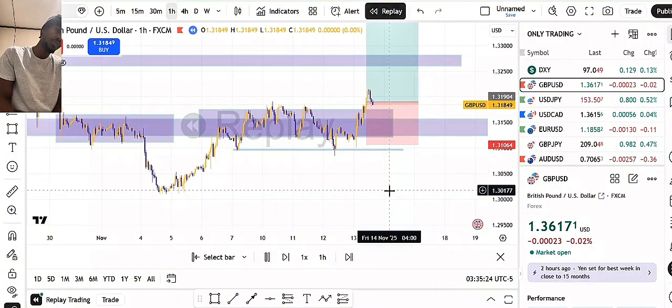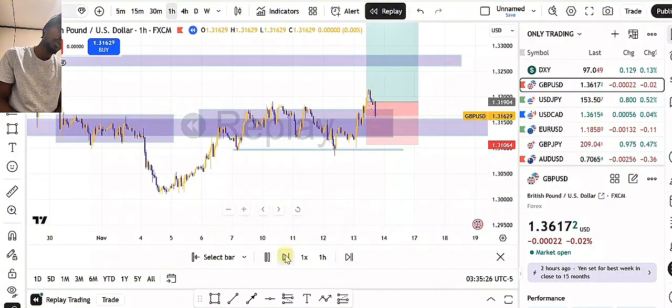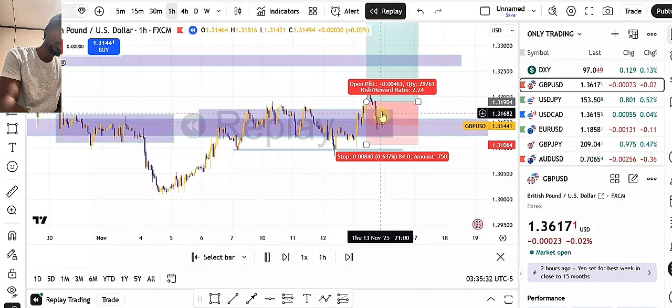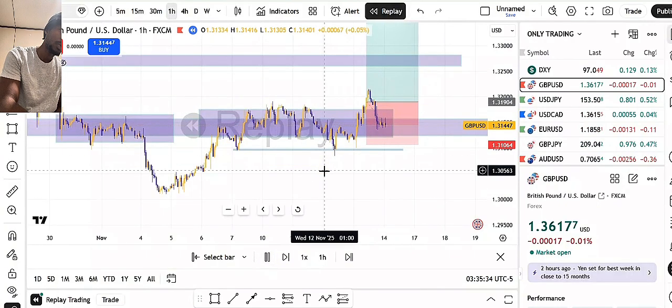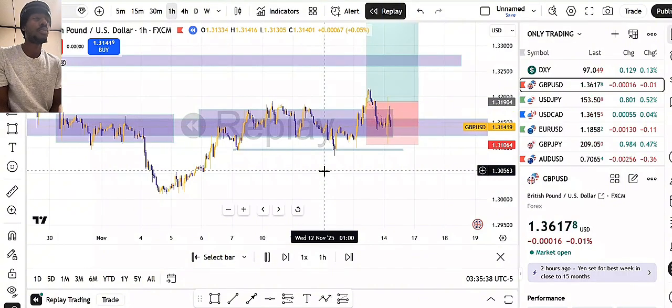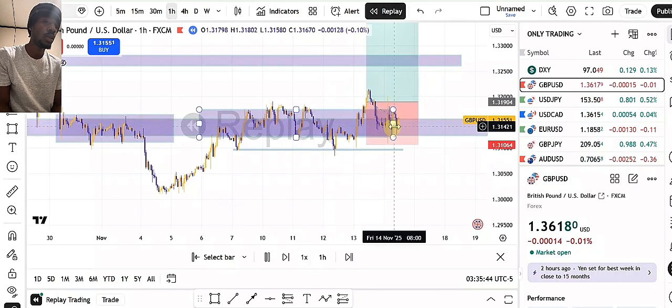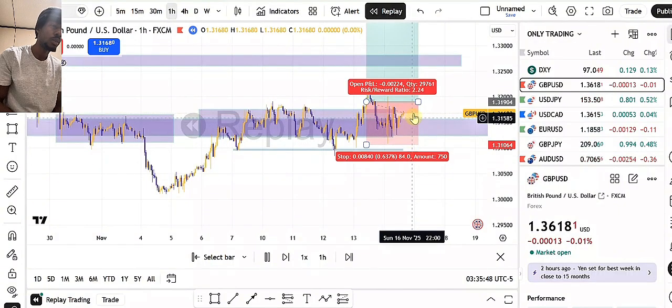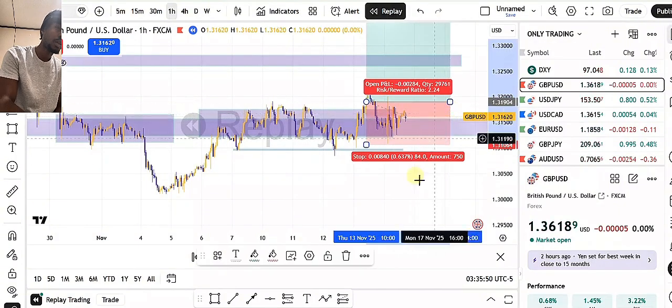So yeah, we get the pullback coming in again. Let's see what's gonna happen. If we lose, we lose. So we're in drawdown right now because we didn't wait on the pullback. But let's see if we lose the trade. It's looking like it's going in our direction to lose. So let's see how long this drawdown lasts. So we're getting a trade from Friday.